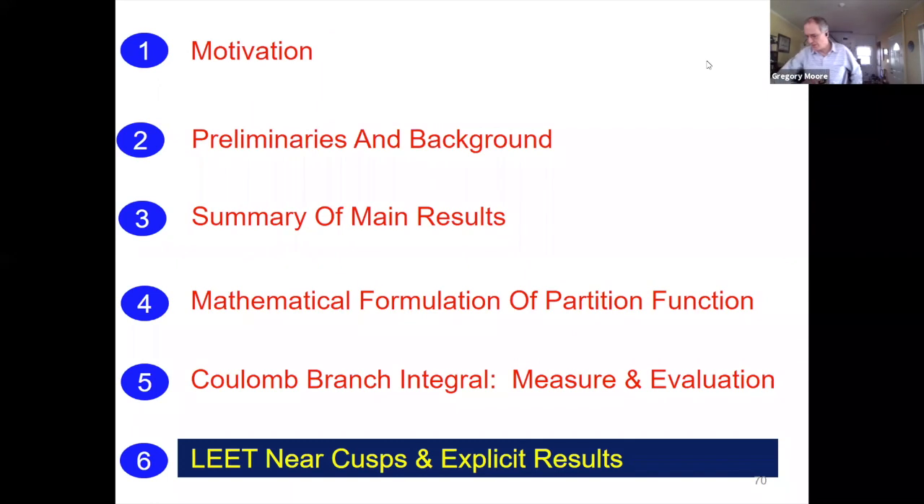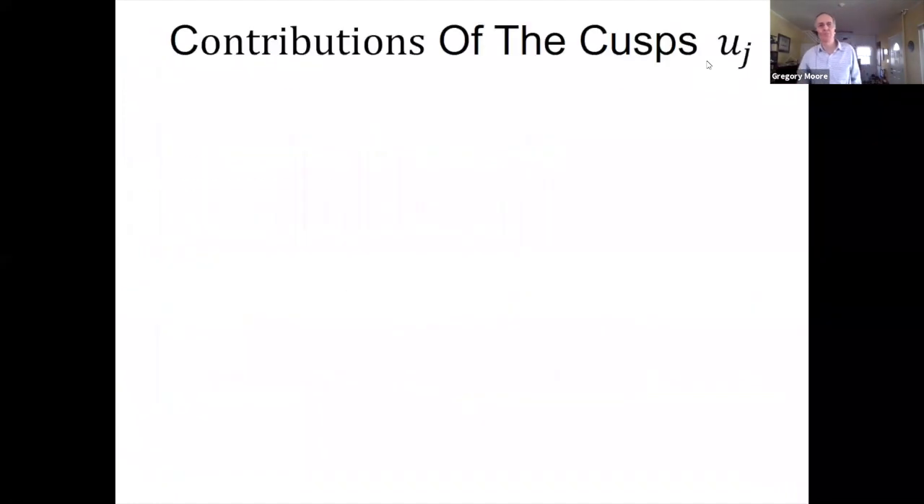All right, so 5-6 minutes. I want to say a few things about the low energy effective theory near the cusps and what our explicit results look like.